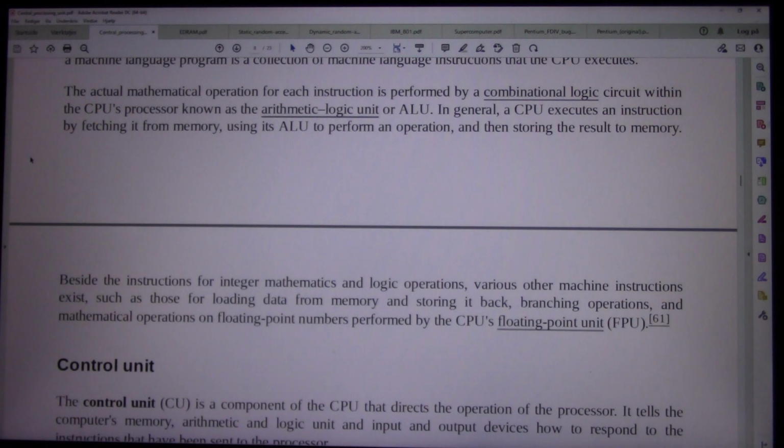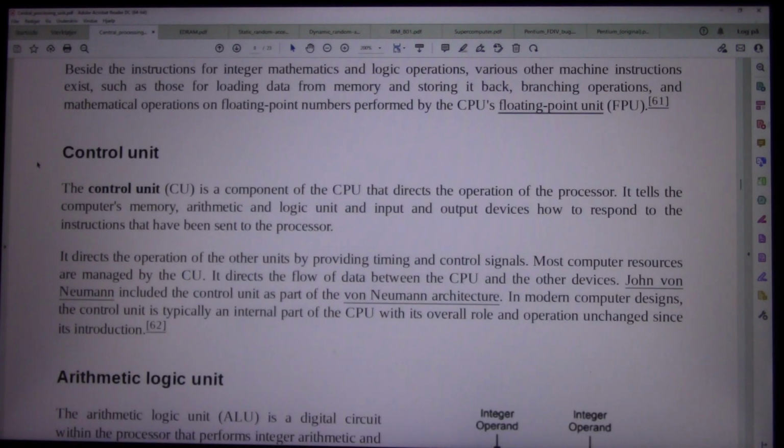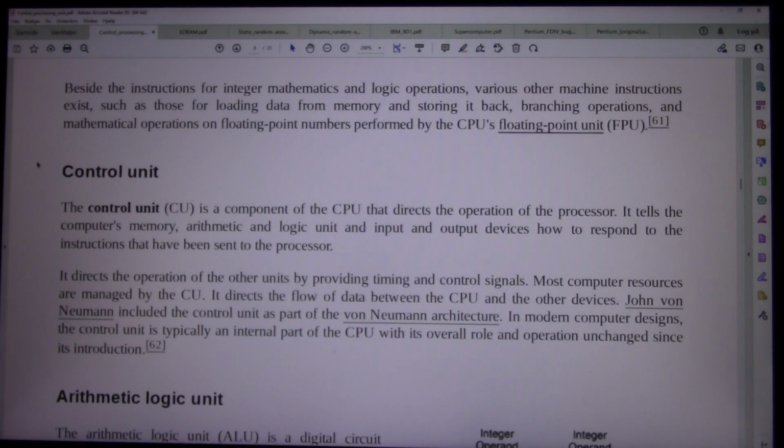Besides the instructions for integer mathematics and logic operations, various other machine instructions exist, such as those for loading data from memory and storing it back, branching operations, and mathematical operations on floating point numbers performed by the CPU's floating point unit, FPU.